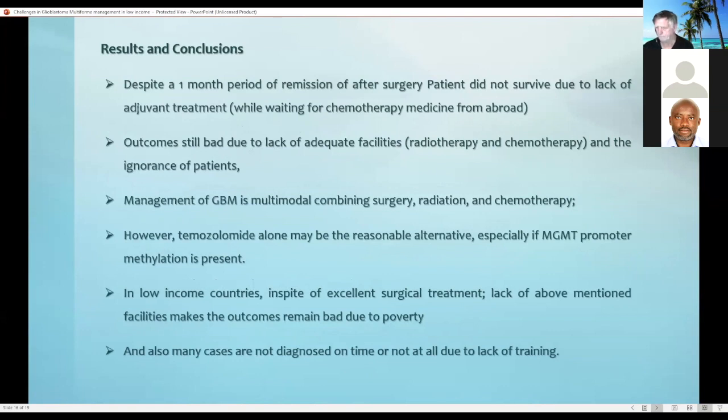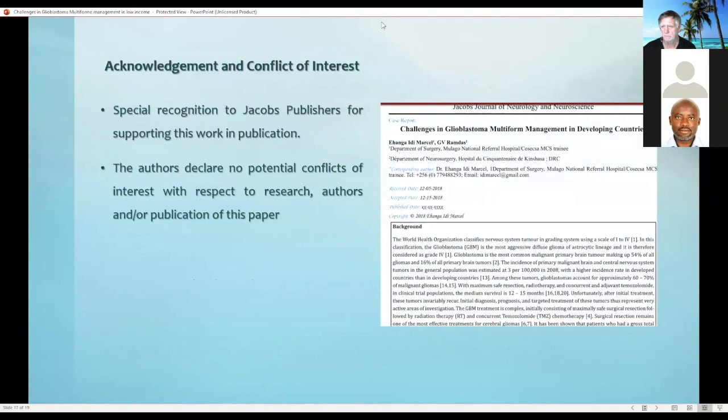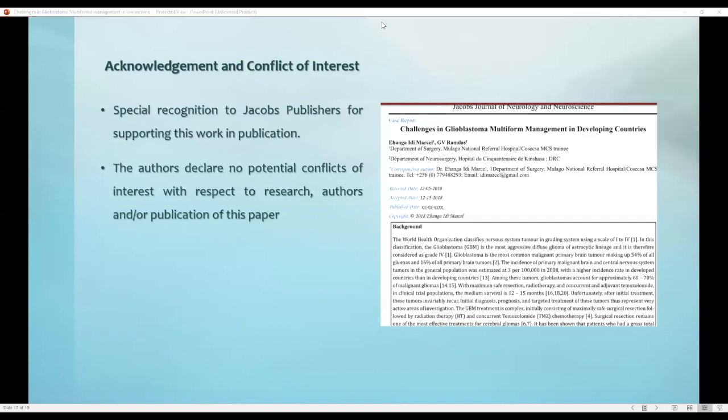Before the operation, the family was informed about the prognosis and the plan for treatment. The plan was that after the operation, the patient would be under radiotherapy combined with chemotherapy with temozolomide, which is an alkylating agent. So previous slide, please, Dr. Bennett.